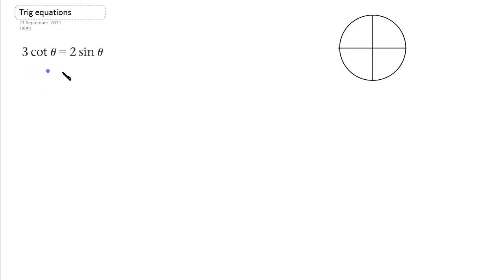Okay, here we have a trig problem. And we're going to solve this for the range where 0 is less than or equal to theta, less than or equal to 360 degrees. So let's change this so it's all in terms of sine and cos, because we can't relate cot and sine.